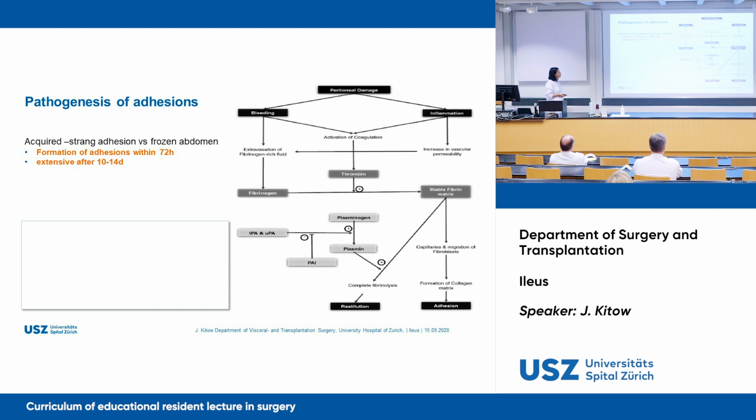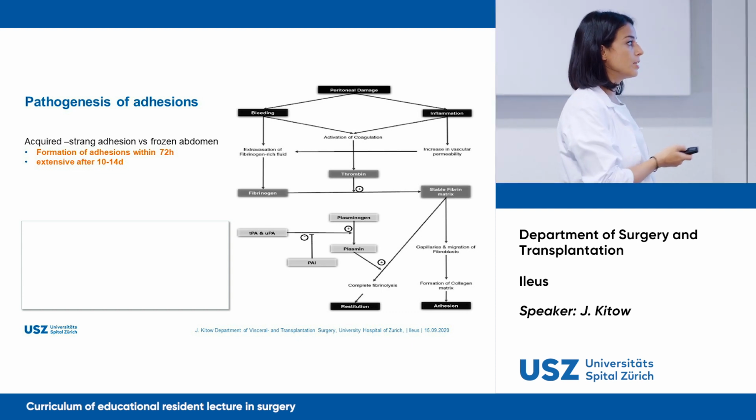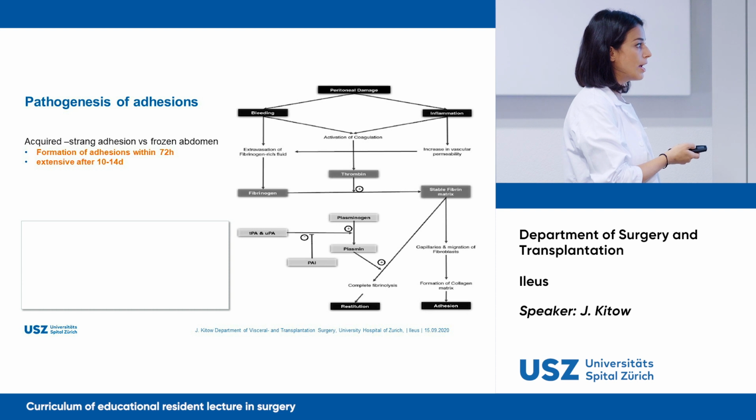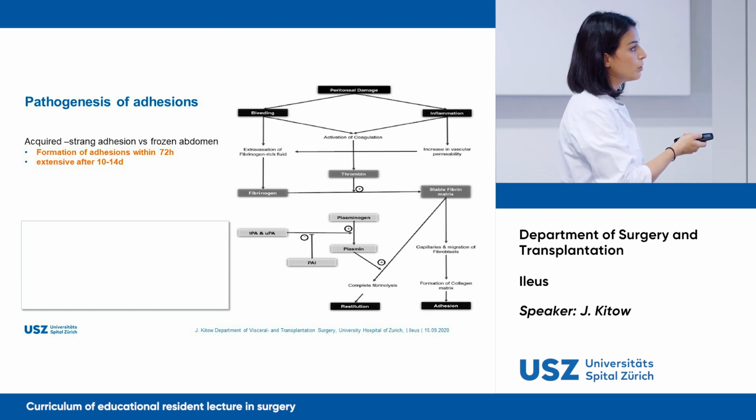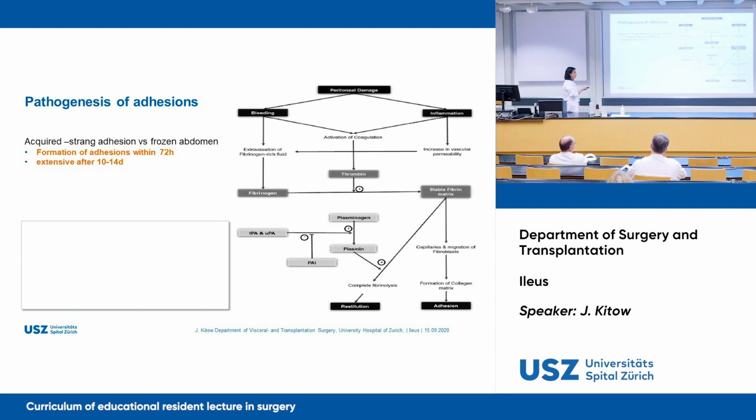Let's have a quick view on pathophysiology. Adhesions are mostly caused by two reasons, which is bleeding or inflammation. Because of that, the coagulation cascade will be activated and a stable fibrin matrix will be formed. And either there's complete fibrinolysis and no adhesions will develop, or there will be migration of fibroblasts, a collagen matrix will be formed, and in the end, adhesions.